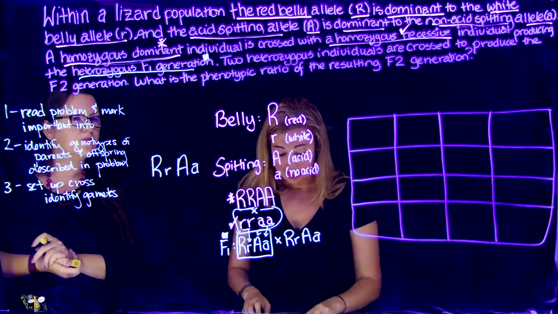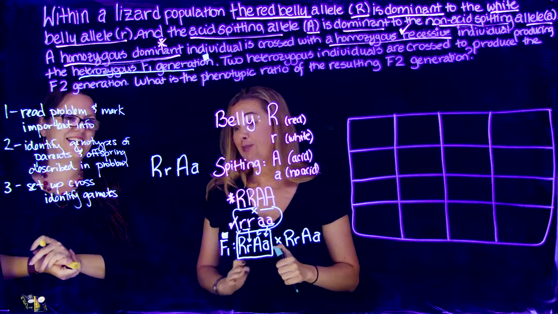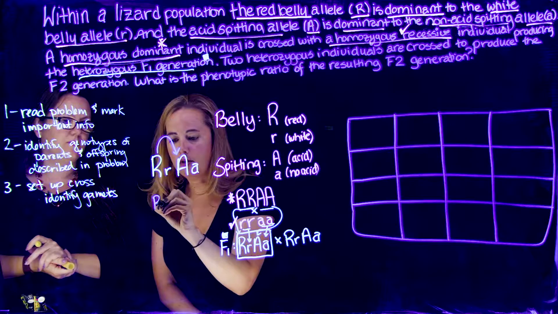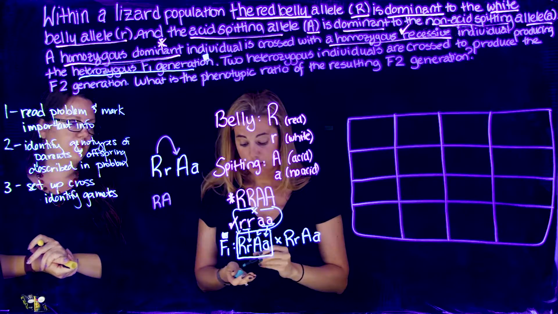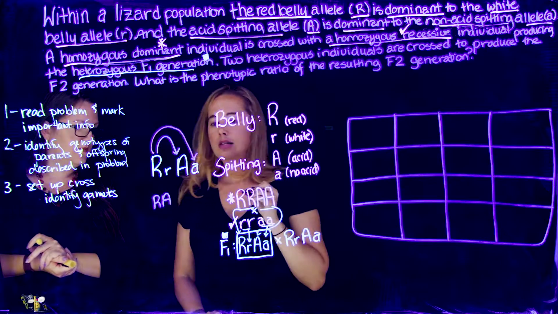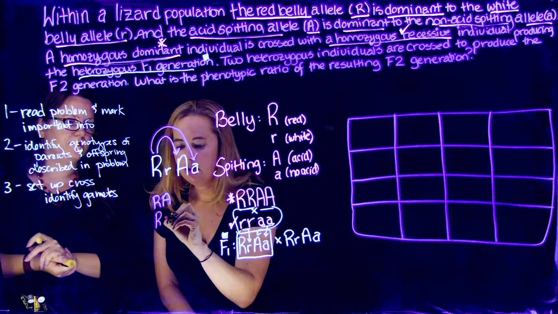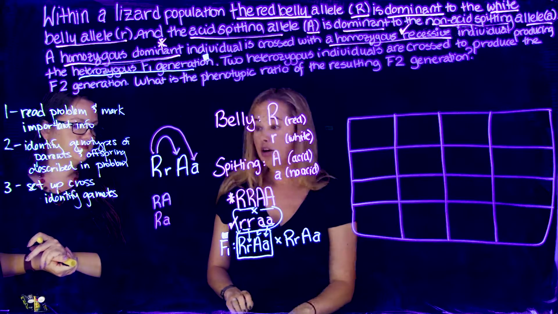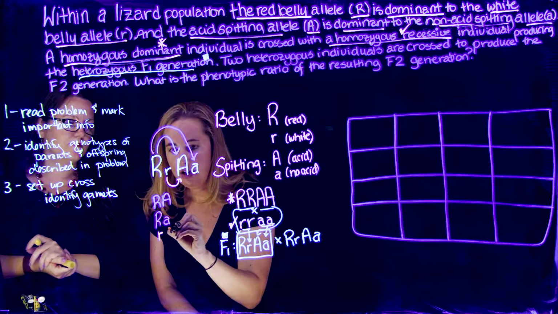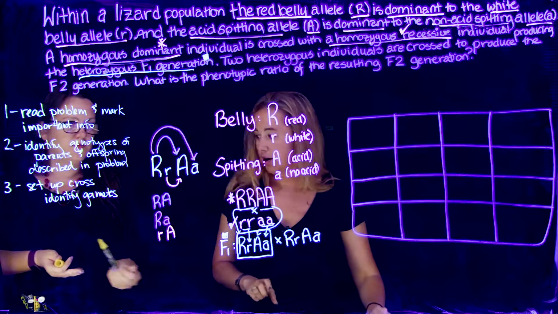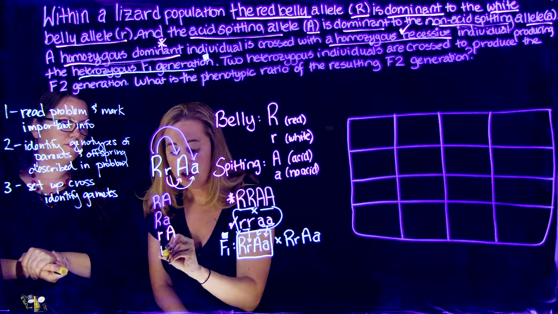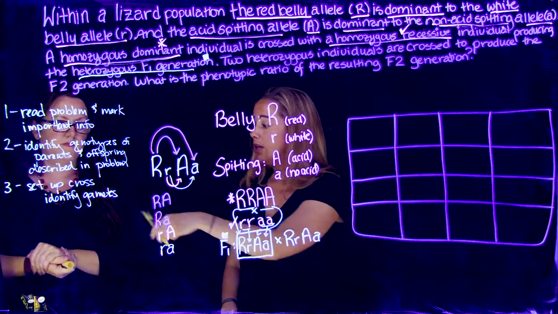I can do a really simple way to figure out what my gamete possibilities are. I have to have an R, and I have to have an A. So I could have capital R, capital A. That is one possibility that I can work with. But I could take this R and pair it with this lowercase a. So I could have a capital R and a lowercase a. You're probably starting to figure out what she is doing: mapping out all the possibilities. Lowercase r, capital A, and lowercase r, lowercase a. These are my gamete possibilities.